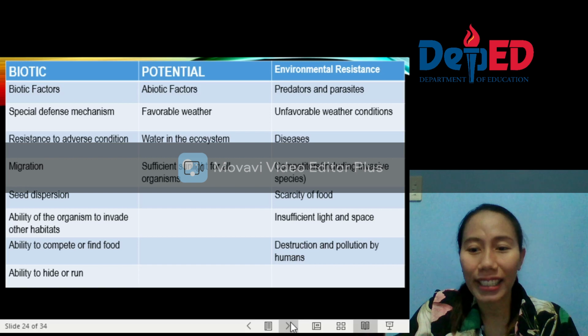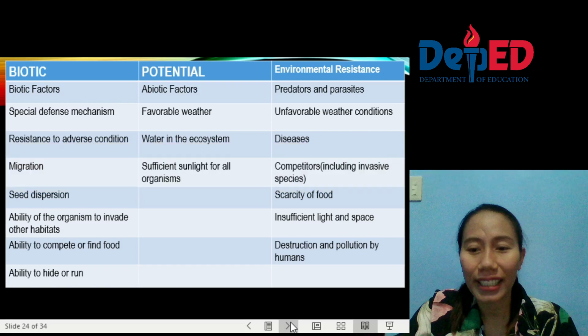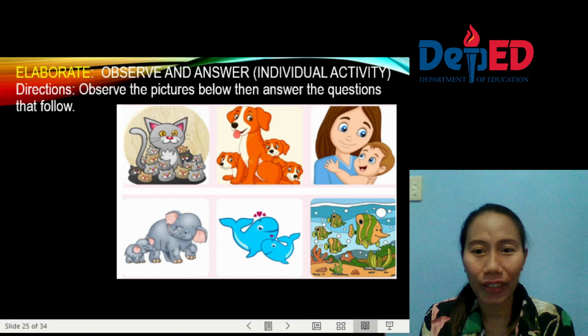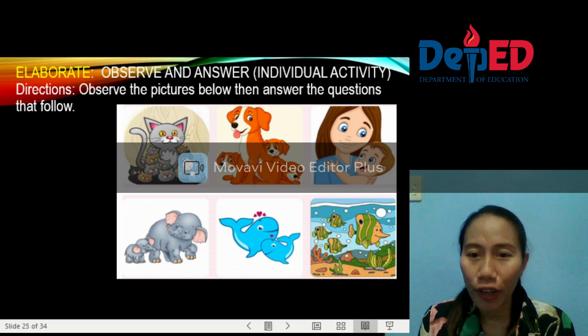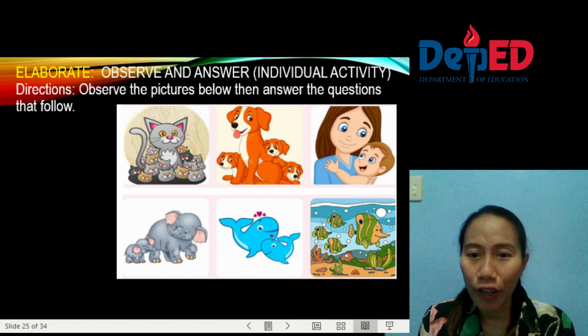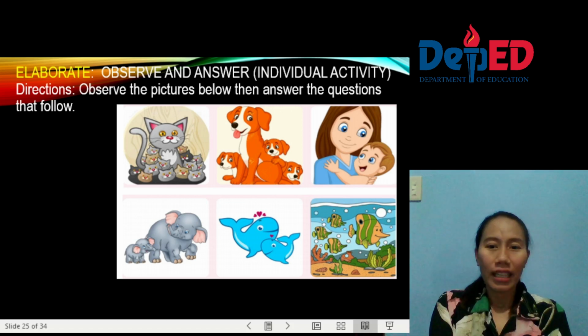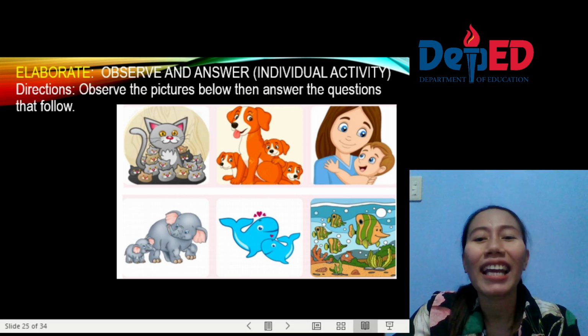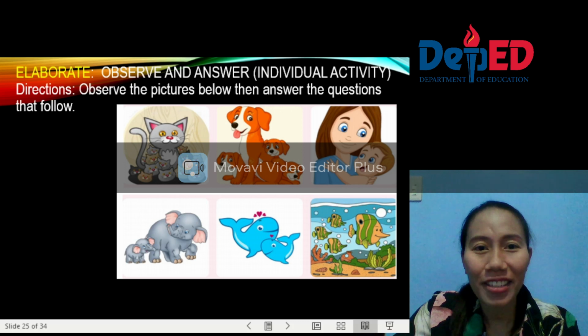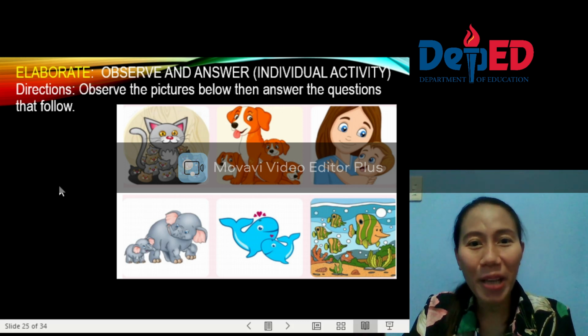Okay, now let's have this part. I want you to observe and answer. This is actually an individual activity. Observe and answer. So the direction there states, observe the pictures below, then answer the questions that follow. Okay, so I want you to observe the picture for 2 minutes. Then, later, you will answer the question. Would it be okay? Then, that's great. Timer starts now. Okay, so time's up.